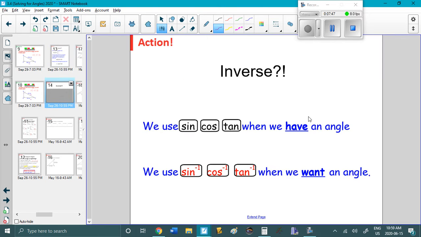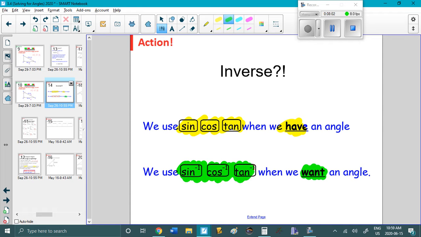So what we have to do when we have an angle, so that was yesterday, we use the normal buttons. But today, when we want the angle, we use sine -1, cos -1, and tan -1, which really is sine inverse, cos inverse, tan inverse. And if you're still lost, don't worry. We're going to do a couple of examples right now.